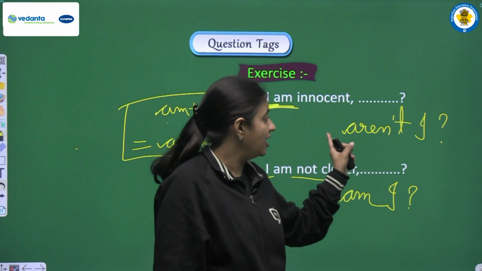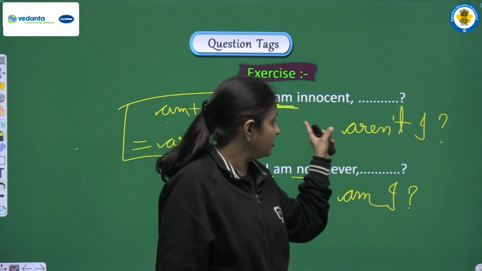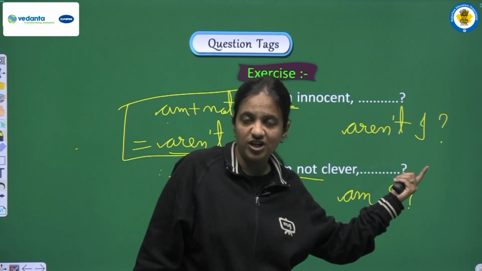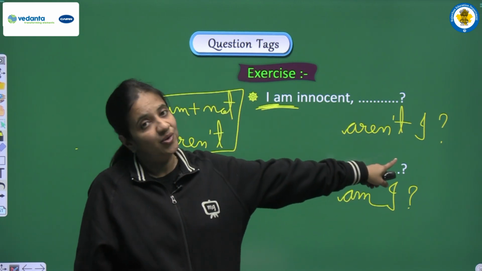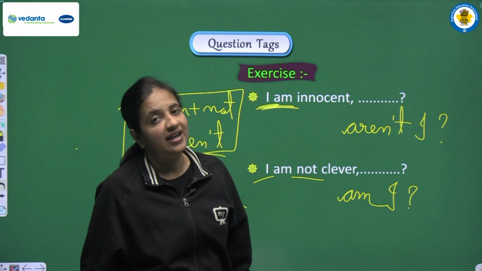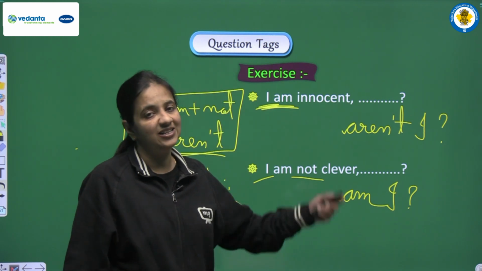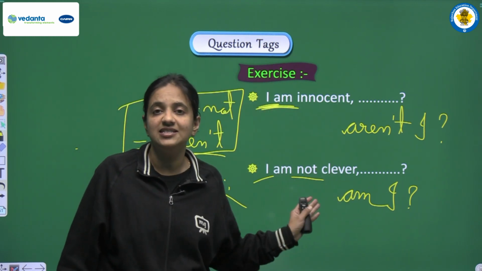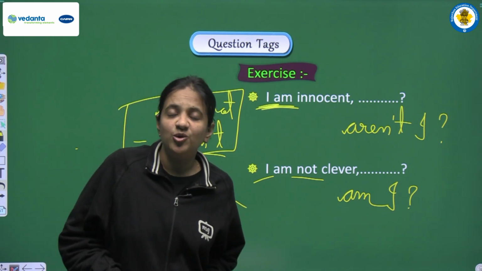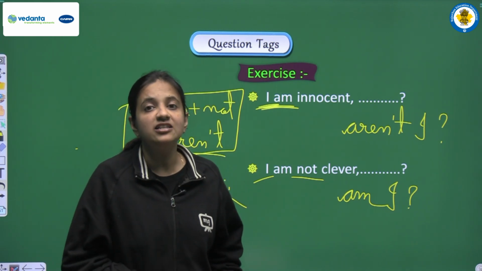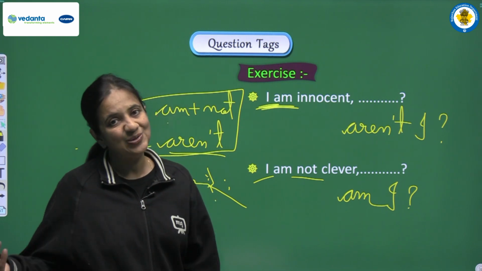But when we have a positive statement and we have to make the negative question tag, then am plus not will be aren't. Okay, it's a very important rule, and yes, you have to learn this. This is the reason we have such examples here in this practice exercise, so that we can practice more and more, and with the help of this practice we can learn all these rules.